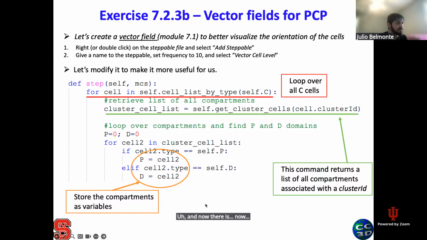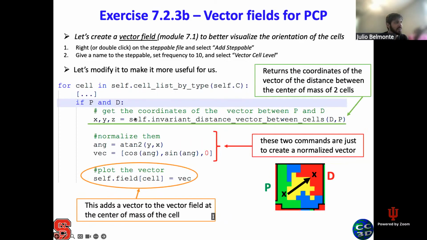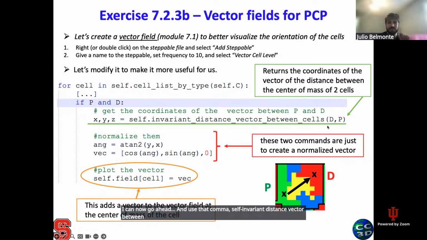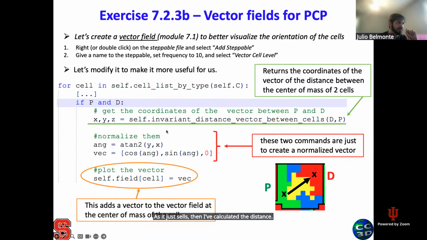Once I do that, I can go ahead and use that common self-invariant distance vector between cells. I give P and D as the two cells that I'm calculating the distance for, and I get the vector components of the distance between them. With these vector components, I can again calculate the angle with respect to the x-axis using the arctangent function, given y and x, as we did before for the cell crawling example. And then I reconvert that into another vector again.